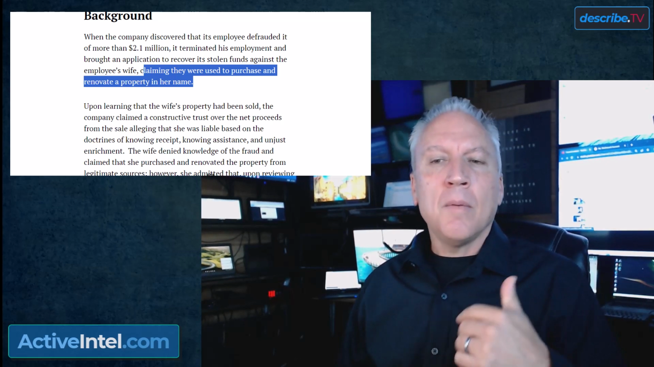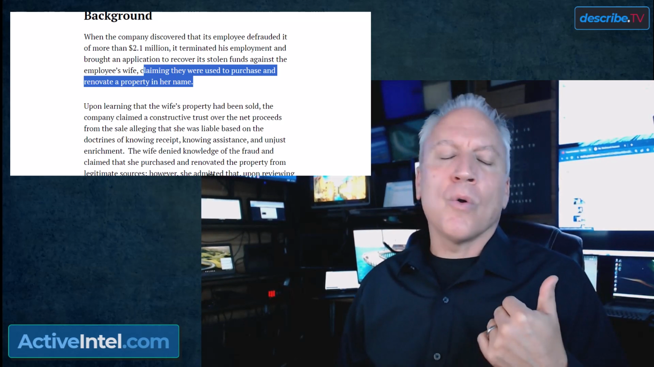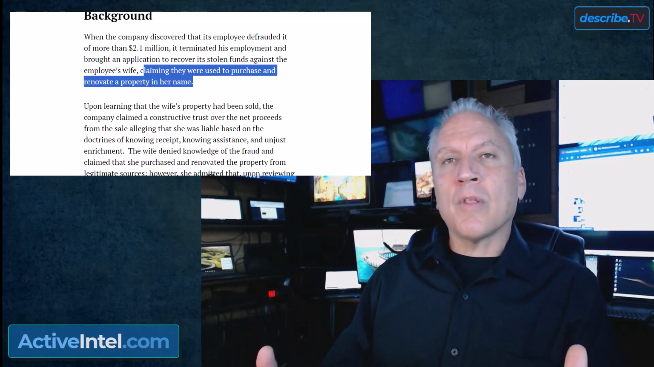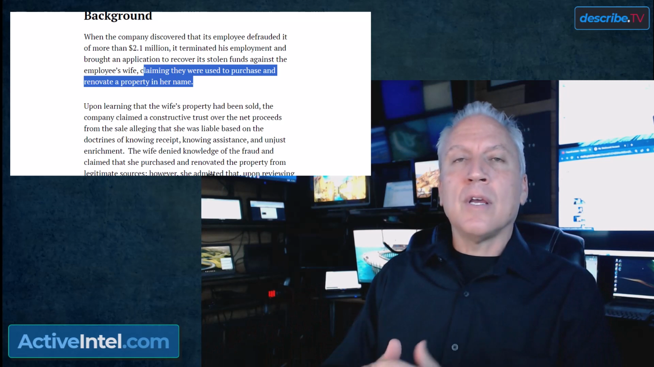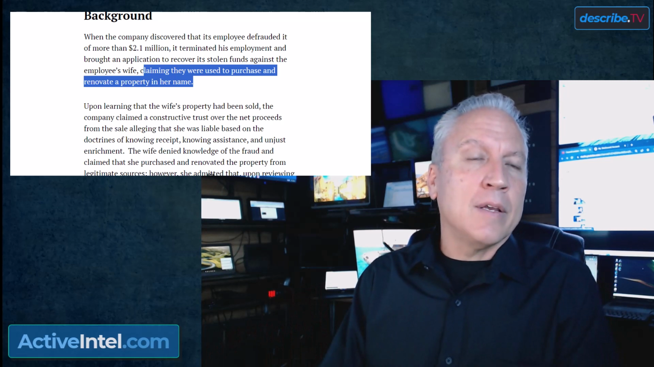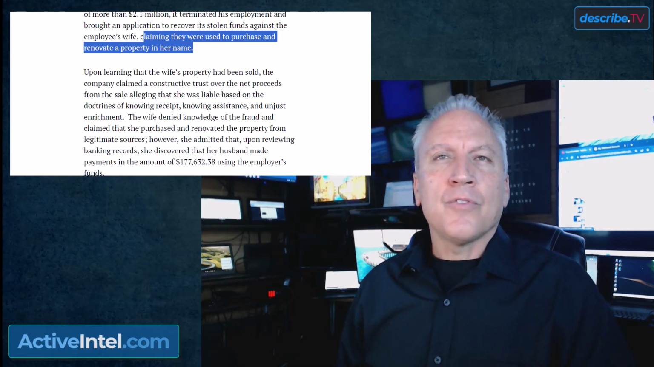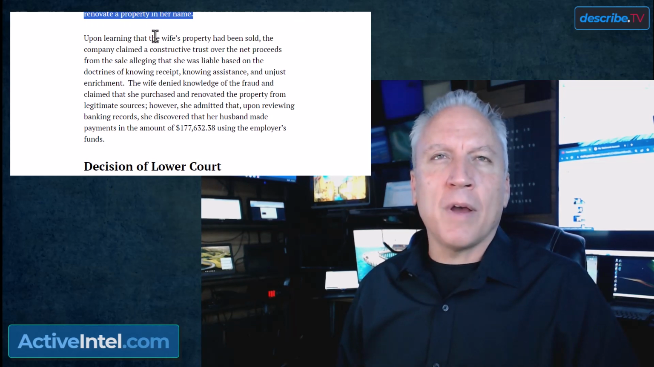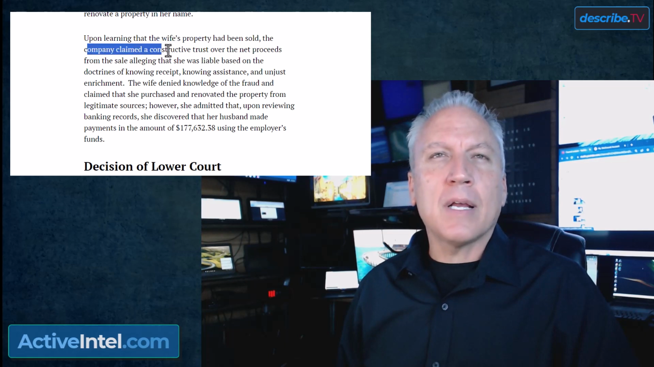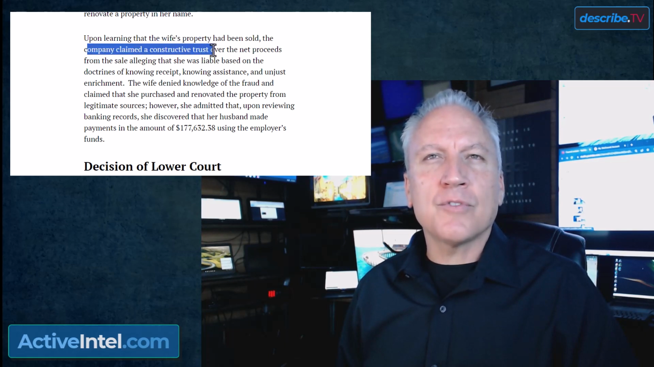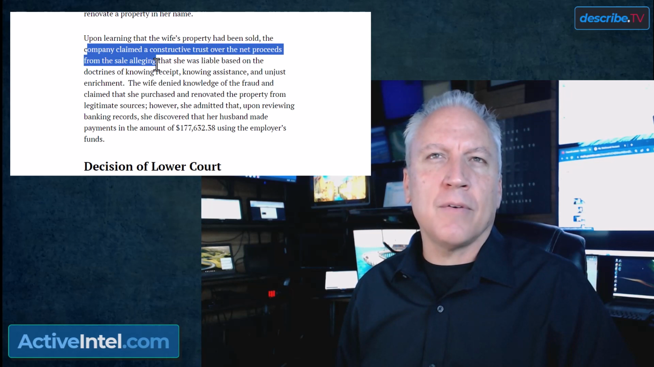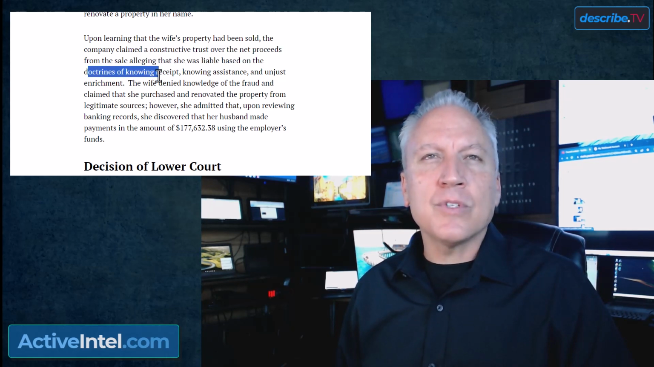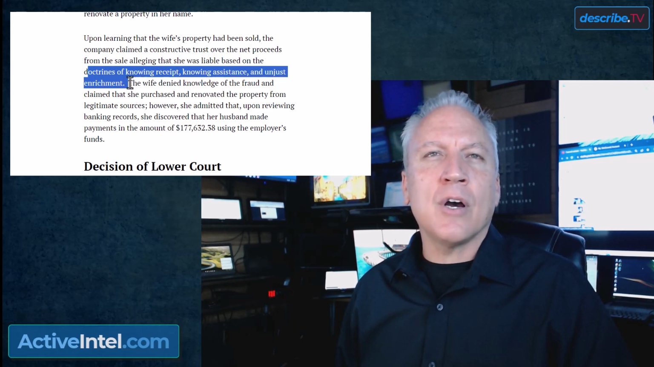And that's the key. Many times when somebody steals money or when they have a judgment against them, they'll put their money into other people's names to try to shield it from that judgment or from that recovery. So at some point, the plaintiff, the company, found out that the wife's property was sold, and the company claimed it had a constructive trust over the proceeds of that sale because she was liable based on what they call the doctrines of knowing receipt, knowing assistance, and unjust enrichment.